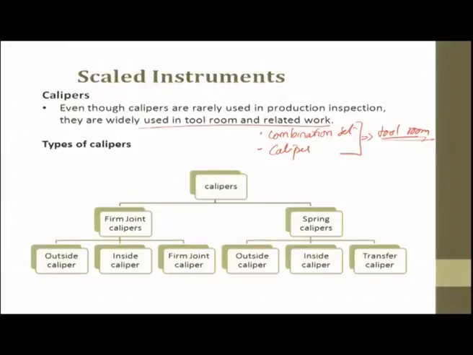So, here they use this caliper very much. A caliper can be of two types, one is firm joint and another one is spring based. You can see even compasses or dividers are firm joints and spring joints. Again, in firm joint it can be outside caliper, it can be inside caliper. This is for OD, this is for ID. In the same way with spring also you can have for OD and ID, and you also have firm joint caliper and transfer caliper. These are just to transfer the values, where you will also have a scale to take care of this measurement.